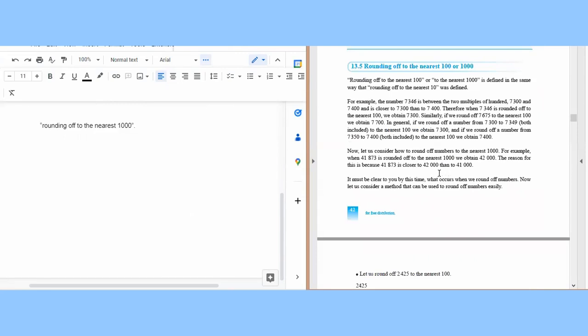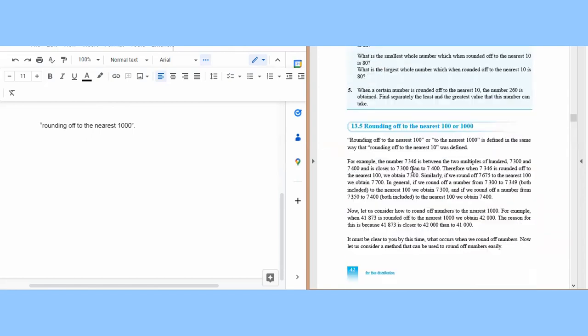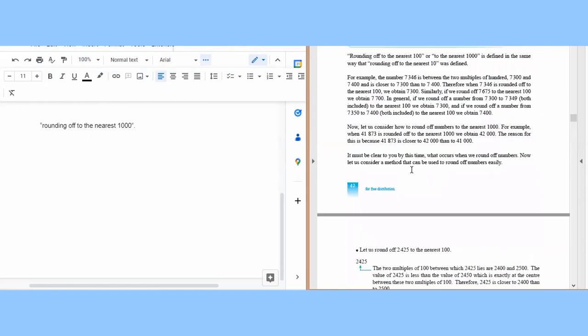So for example, the number 7346 is between the two multiples of 100, which are 7300 and 7400, and is closer to 7300 than 7400 because 46 is less than 50. 46 is less than 50, so it means you round down, it is 7300.